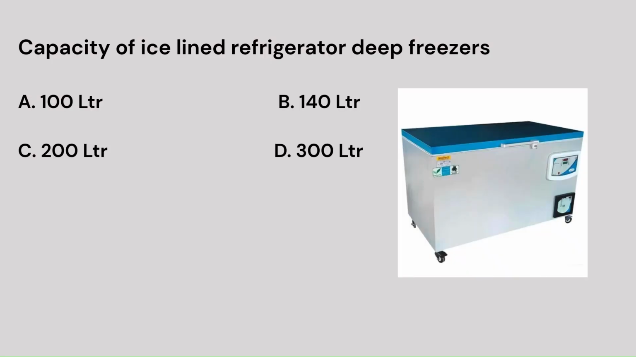Next question. Capacity of ice-lined refrigerator deep freezers. Option A, 100 liters. Option B, 140 liters. Option C, 200 liters. Option D, 300 liters. The correct answer is option D, 300 liters.